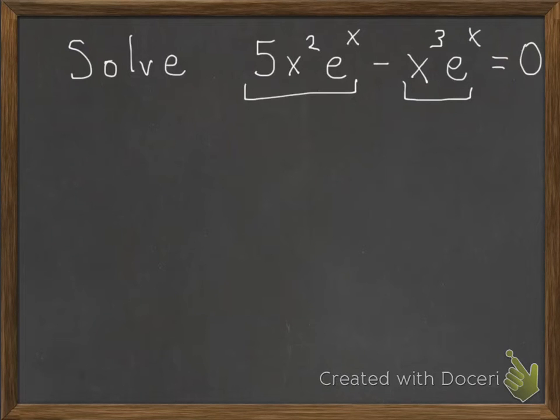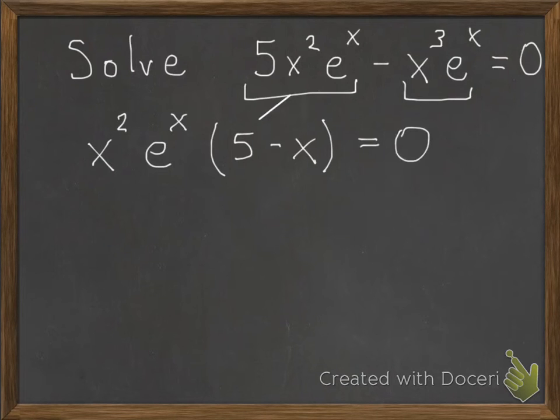So what you need to do is look at the terms. The terms are underlined here. They're separated by that subtraction sign. You need to see what the terms have in common. So if you notice, the first term has an x squared e to the x, and that second term has an x cubed e to the x. So the common thing that they have is an x squared e to the x. So you can factor that out. And then what you're left over with is the 5 from the first term and an additional x from the second term.